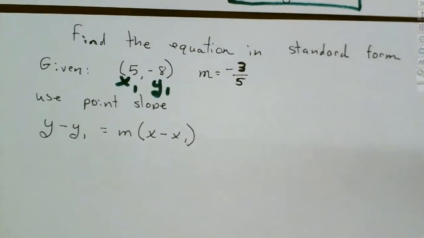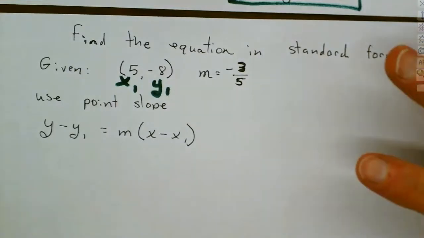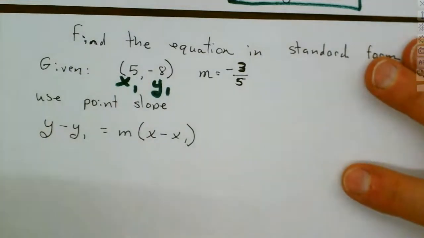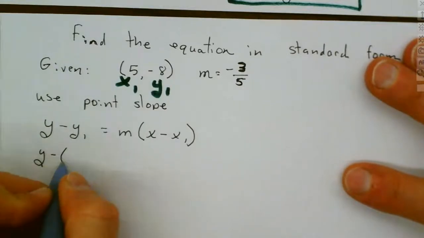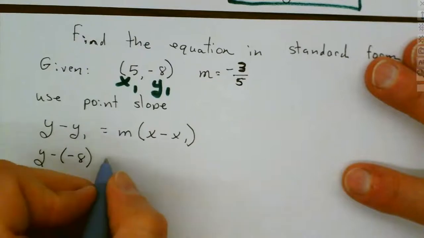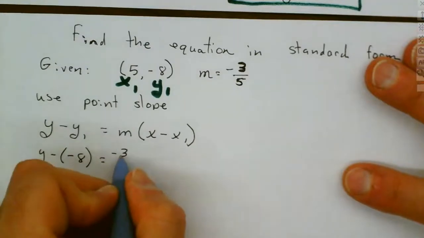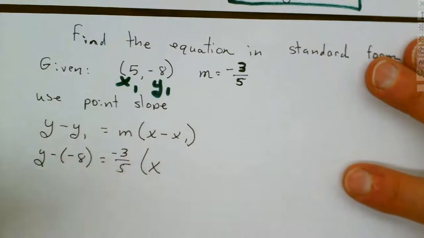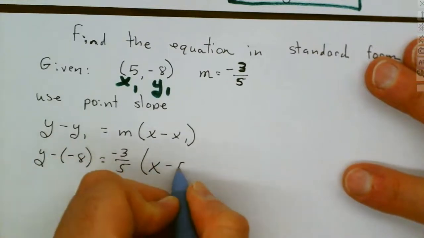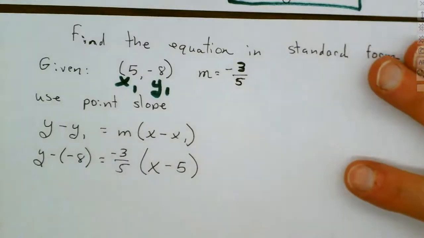Now, what are we going to do? We're going to plug our values in. And so when I plug in my values, watch out for double negatives. So that's y minus a minus 8 equals now minus 3/5 times x minus 5, right?